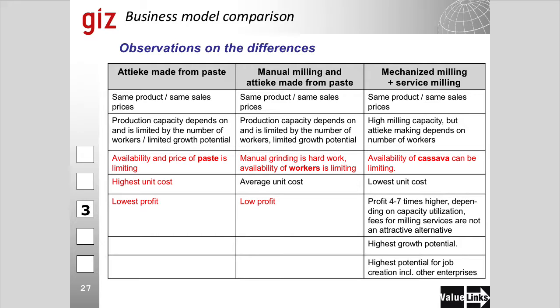So in fact, the only solution, if you want to expand Attiéké production and also create some jobs and bring more Attiéké to the consumers, is the mechanized milling plus service milling. But here again, of course, we have the question, where does the cassava come from? And that initially also has been an issue. Therefore, it is put in red. You have to organize your supplies, and you have to make sure that you get sufficient cassava. We are going to get back to that specific problem when we come to the rice case.